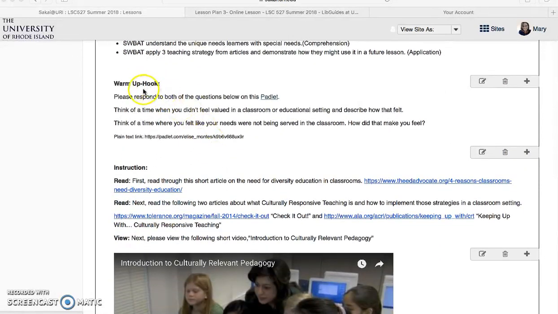They had a nice warm-up where they gave a couple of prompts. Think of a time when you didn't feel valued in a classroom and describe how that felt. Think of a time when you felt like your needs were not being served. How did that make you feel? So they're appealing to the personal part of each student in the class.